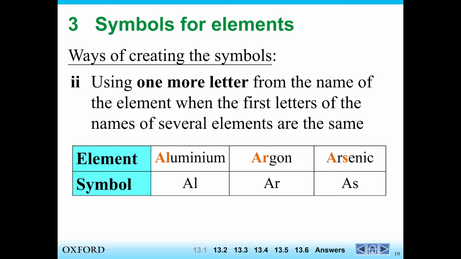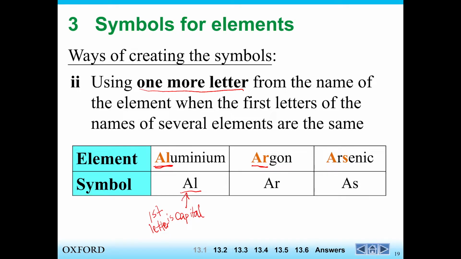But sometimes they use more than one letter, and sometimes it's not the first two letters. For example, aluminium: the first two letters are A and L, so the symbol is Al. Notice the first letter is always capital. Let's look at argon. We're also using the first two letters, which is Ar.